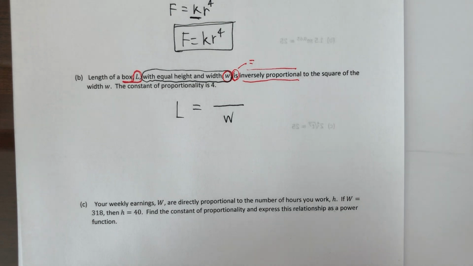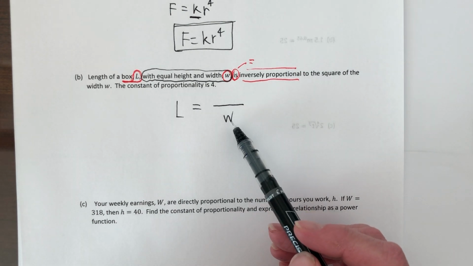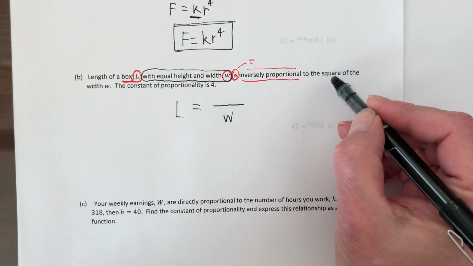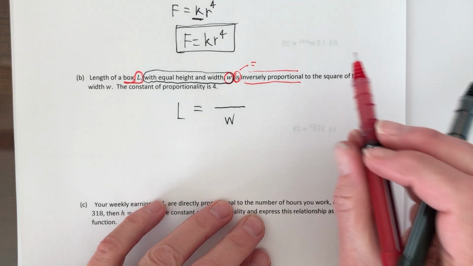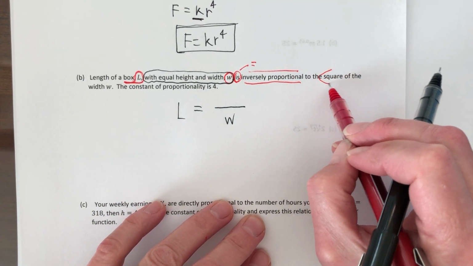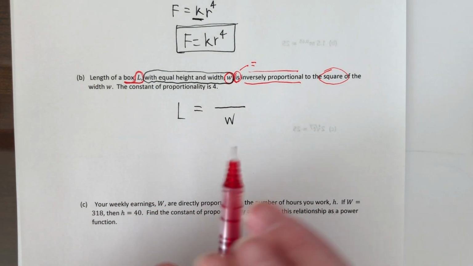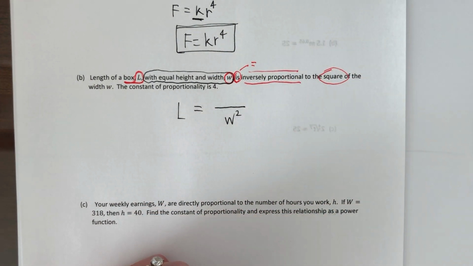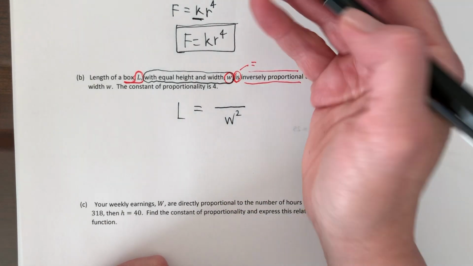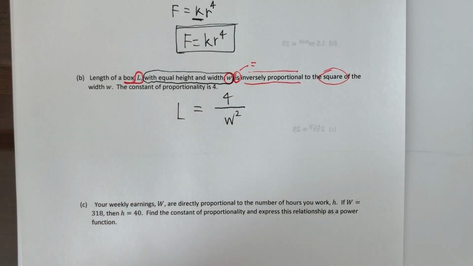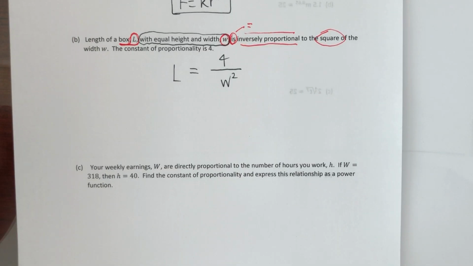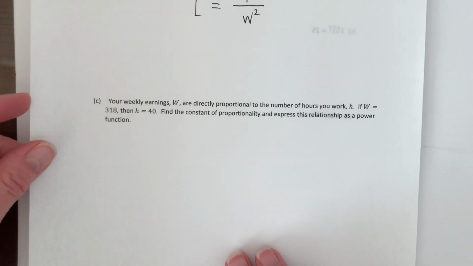What's wrong with just putting this right here? It is inversely proportional to something about W, but it's not just plain W, it's the square of the width. So the square of the width is W squared. They tell us the constant of proportionality is 4. This is it. This is the relationship. Okay, next one adds another layer.